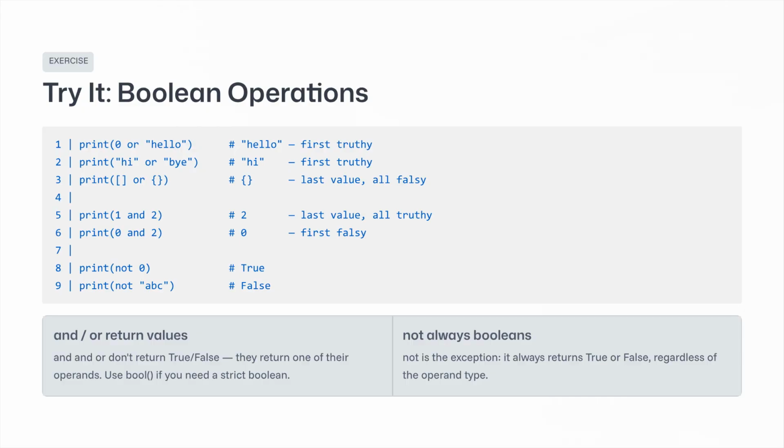Two key rules. And, or don't return true or false. They return one of their operands. Use bool if you need a strict Boolean, and not is the exception. It always returns true or false, regardless of the operand type.